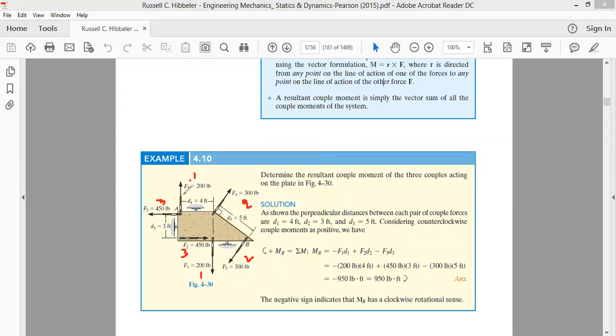The couple because of this F1 pair will be the force, that is 200 pound, multiplied by the perpendicular distance between them, that is 4 feet. So the moment because of this 200 pound force will be 200 pound multiplied by 4 feet, that is equal to 800 pound feet, okay? But be careful about the signs.